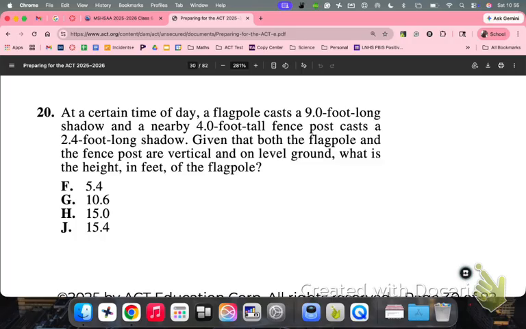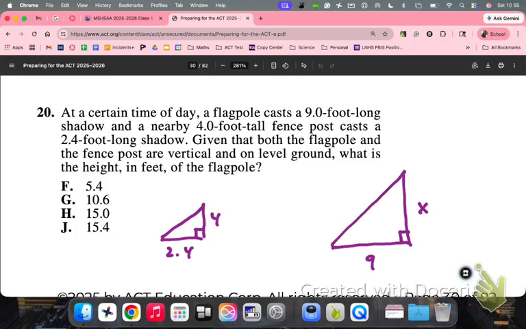So we know more about the fence post. The fence post is 4 feet tall, and it casts a shadow that's 2.4 feet long. The flagpole, we don't know, but we know that the shadow is 9 feet long. So we're told that it's vertical and on level ground, so that we can build ourselves two right triangles.